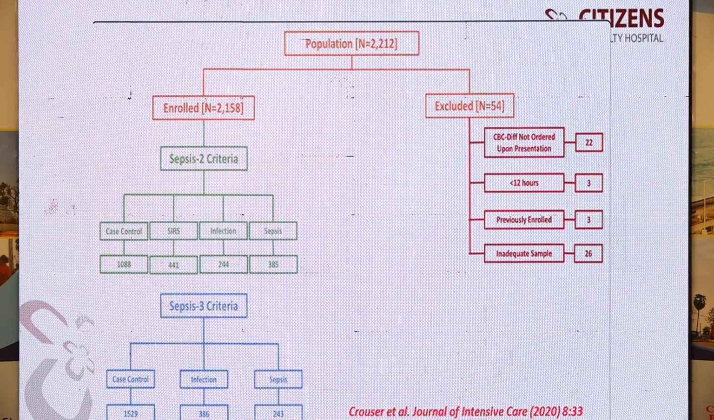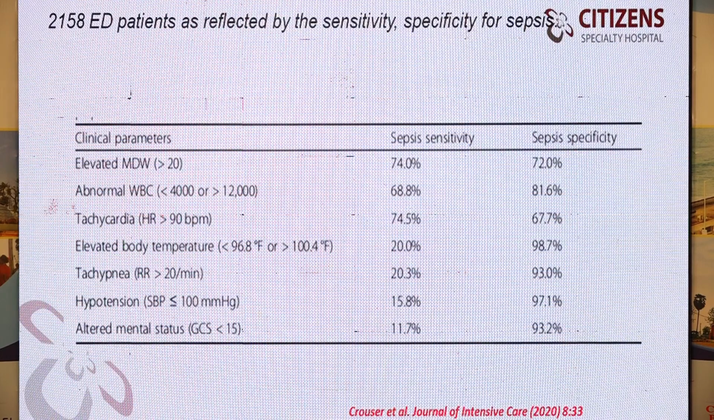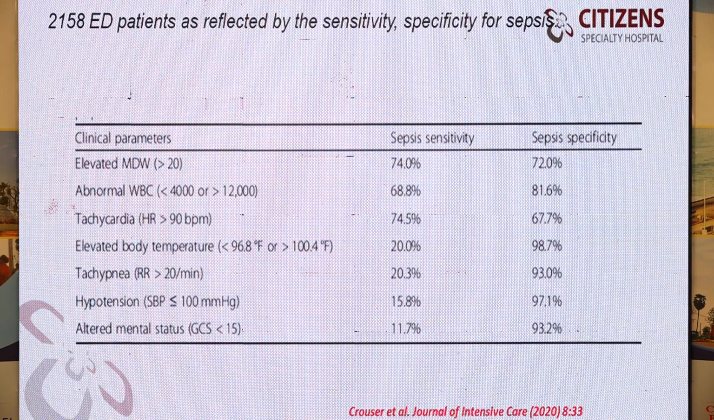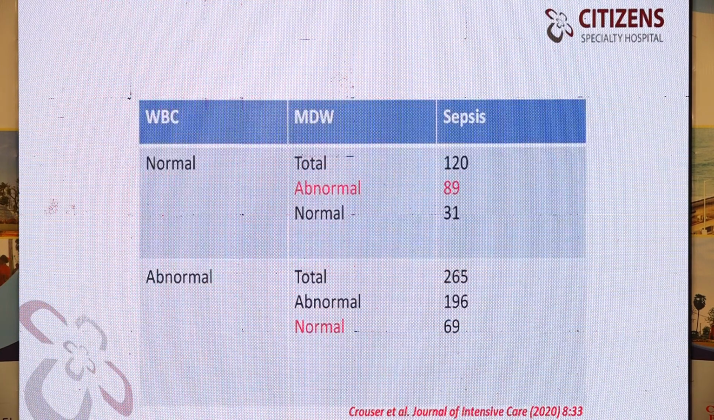They took more than 2000 patients under the Sepsis-2 and Sepsis-3 criteria and looked at the parameters. They found that an MDW of more than 20 has a sensitivity of 74% and specificity of almost 72%. They looked at the WBC, tachycardia, body temperature, tachypnea, hypotension, and altered mental status. Abnormal WBC is similar. Tachycardia is almost similar to the MDW, and more specificity is present for tachypnea and body temperature in this study. Interestingly, they also looked at the WBC.